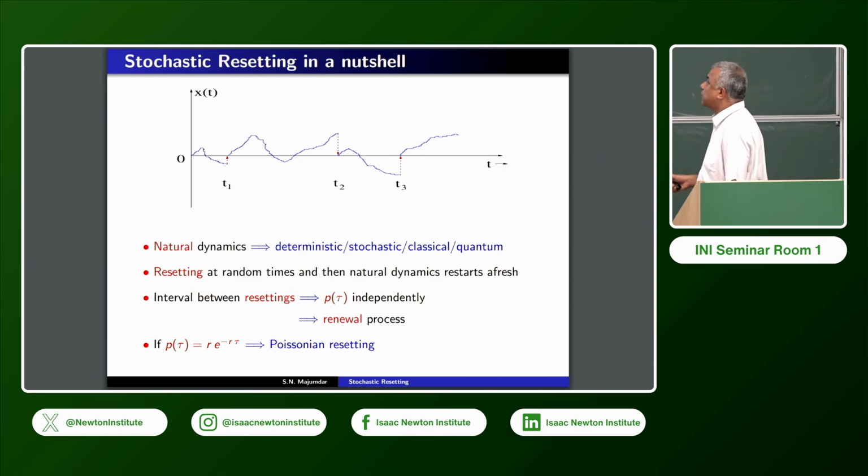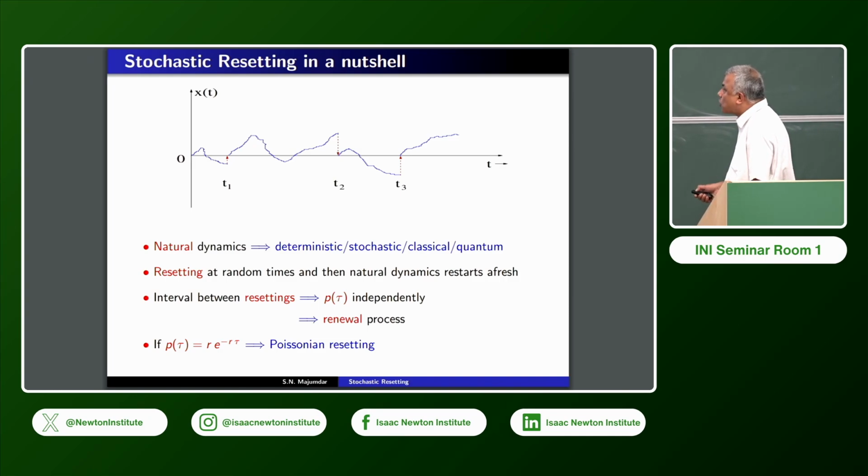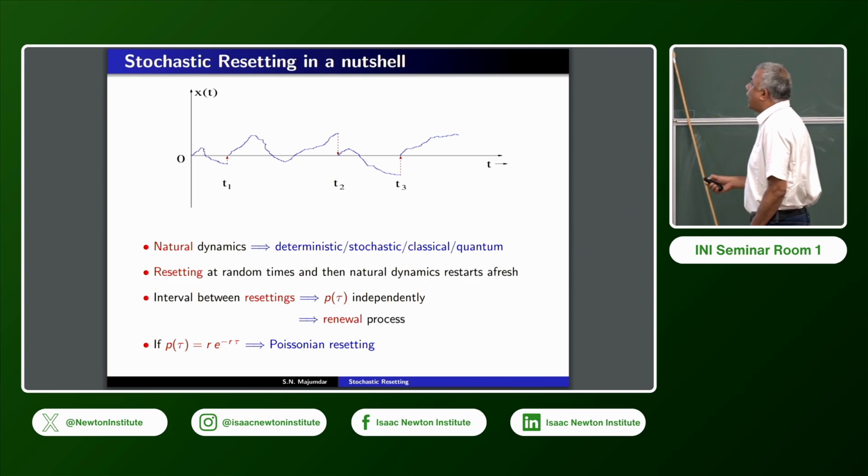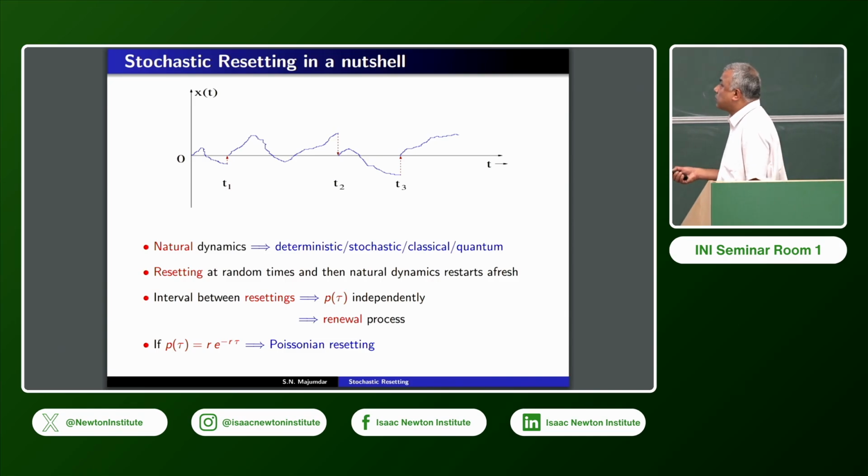And so it's a renewal process essentially, and you choose this random time from some distribution, and the most common distribution is this Poissonian resetting, with just one parameter r. But you can use whatever distribution you want. And you can do it not just for a single particle, but for a many particle system, or many body system, and so on.